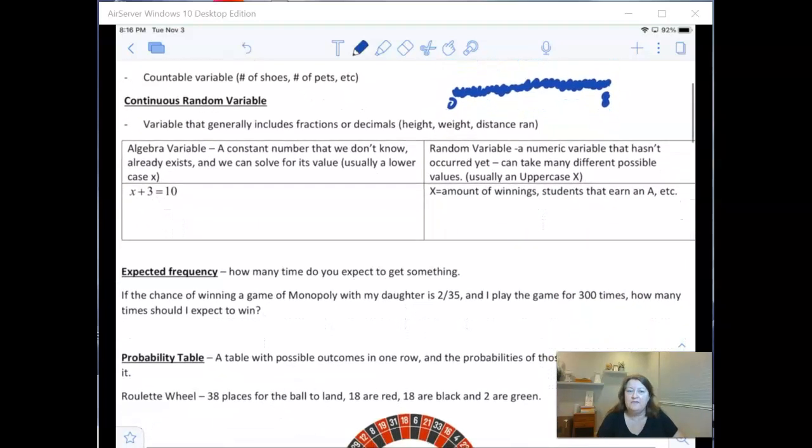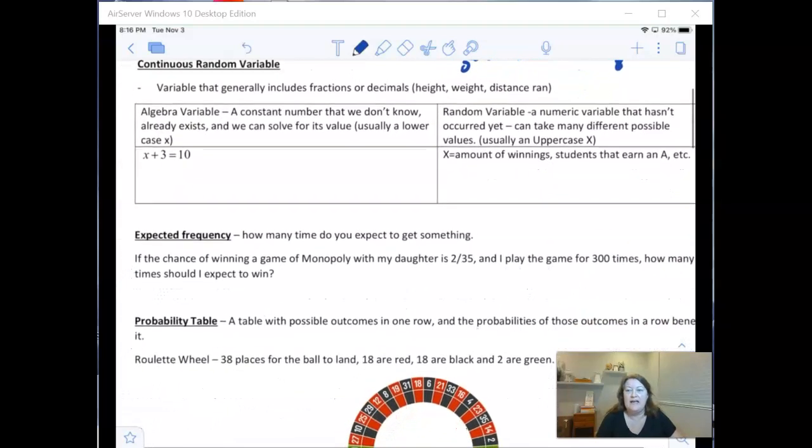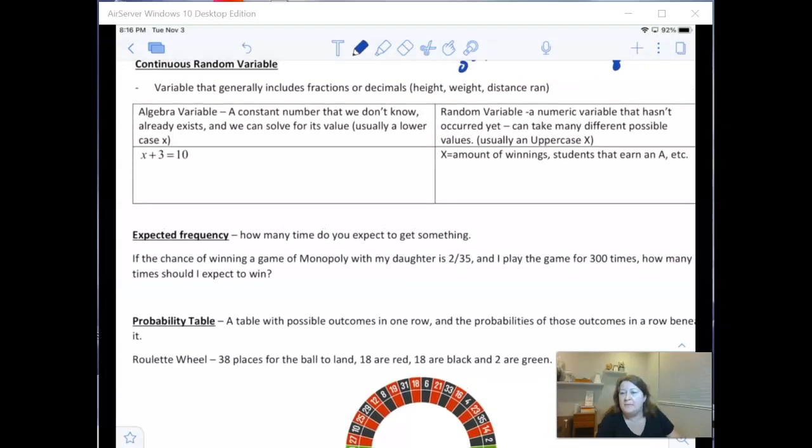All right, so let's talk about the variable word that you do know. That's the algebra variable word. It happens to be x, usually lowercase x. And it's a constant. It's some number that we don't know yet, but we could solve for it. So all I would have to do to solve for this, obviously, is subtract 3 from both sides, and we have now found what x is. x equals 7. This is now our known value. We have solved it. It is always going to be 7 in this problem. It's never going to change. It's a known value, right?